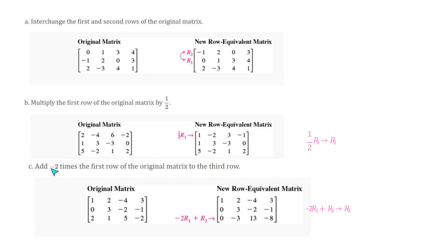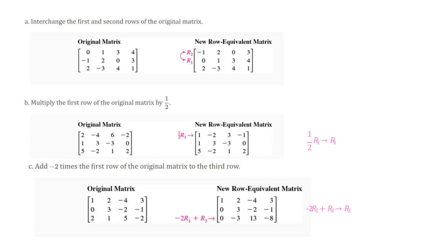And then the last one, add -2 times the first row of the original matrix to the third row. Okay, so in symbols, we're going to do -2 times row 1, and then we're going to add it to the third row, and then we're going to put our answer back into the third row. So whatever answer we get, we're going to put it into the third row. So when you're doing these, since we're not changing row 1 or 2, then we can just write them out as they are. And so now what we're going to do is, let me get my pen out again.